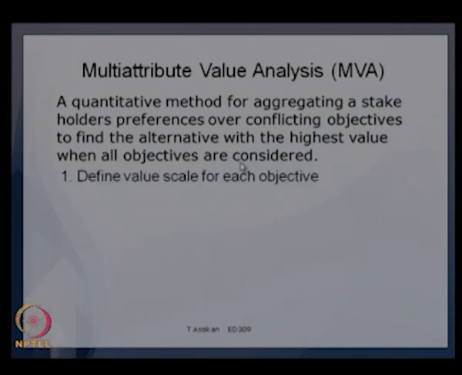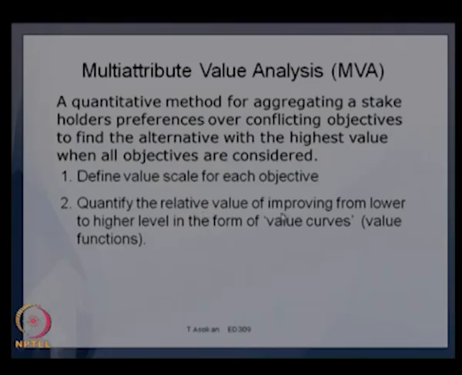The various steps involved in multi-attribute value analysis are, basically, we define a value scale for each objective, that is, the scale on which the objective is to be maintained. So what is the minimum value and what is the maximum you can have, and then quantify the relative value of improving from a lower to a higher level in the form of value curves. Now we have a minimum value and a maximum value, and we consider what kind of variation we are expecting from minimum to maximum, whether it is linear or exponential, increasing or decreasing.